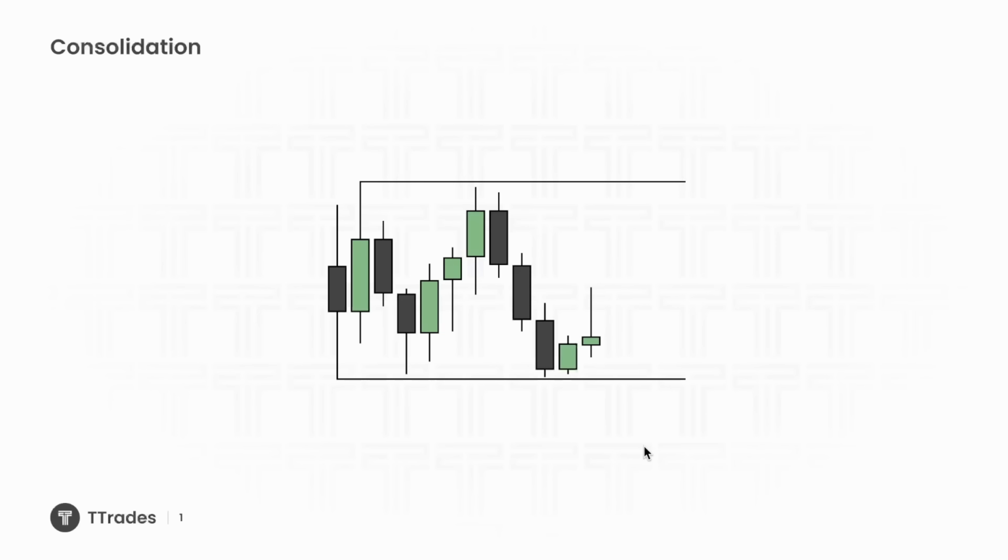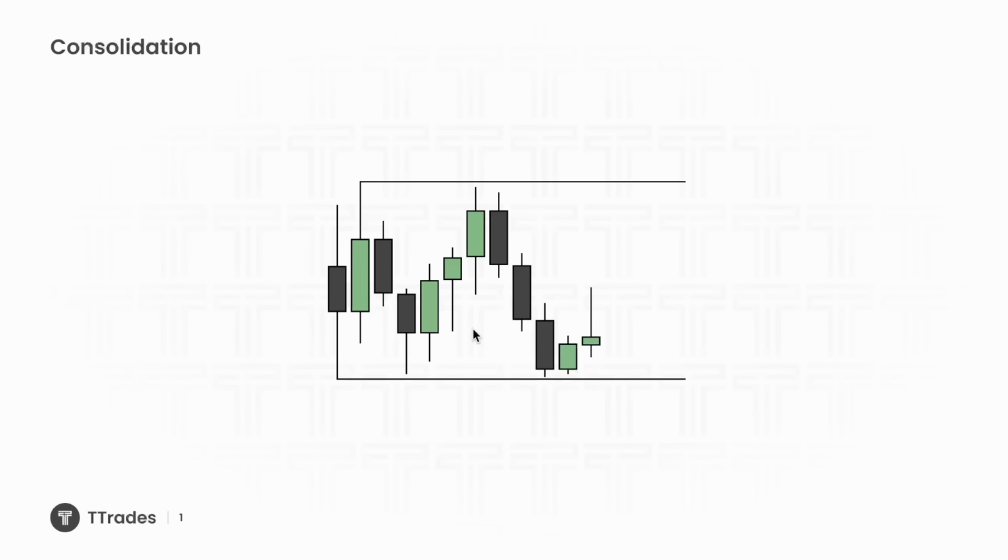So what is a consolidation? A consolidation is when price remains internal to a high and a low. So what does that mean? It means by marking out a low and marking out a high, price remains inside that range, not taking out the high, not taking out the low, for a period of time.